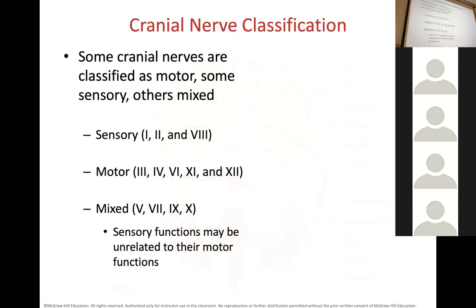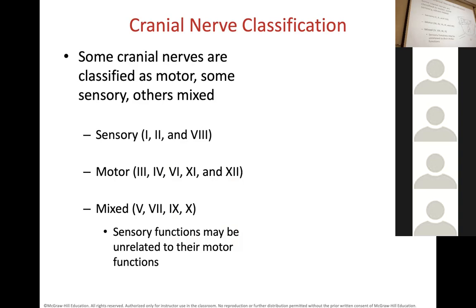Like I said, some cranial nerves are classified as motor, some are sensory, others are mixed. Here are the sensory nerves, 1, 2, and 8. Motor, 3, 4, 6, 11, and 12. And then mixed are basically all the rest. Interestingly, with the mixed nerves, the sensory and the motor functions don't necessarily always match up. It's not like the same senses or the same parts of the face or neck are affected from a sensory and a motor perspective with the same nerve. They sometimes seem completely unrelated. So you want to know which are sensory, motor, and mixed.